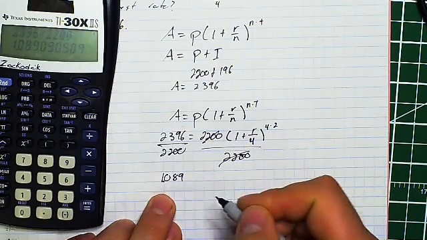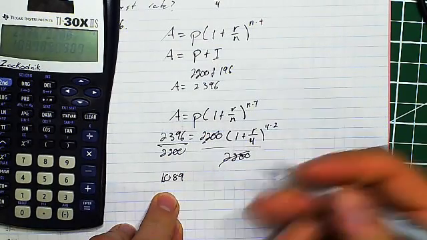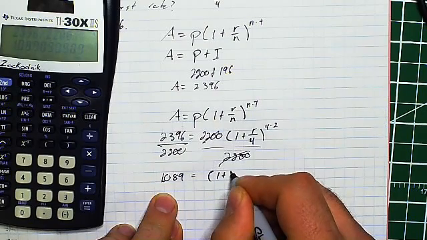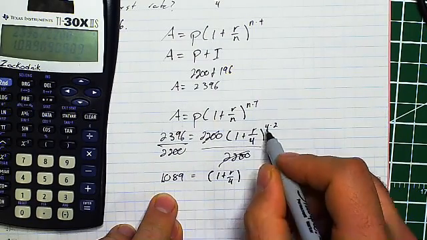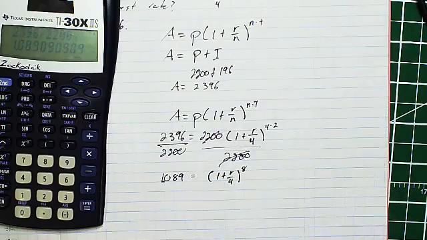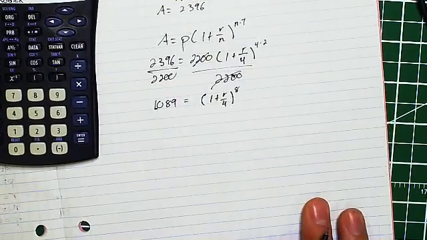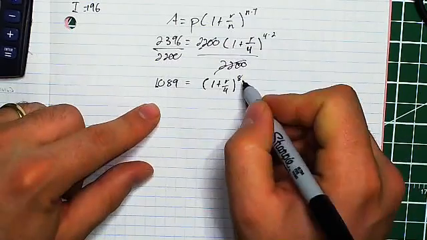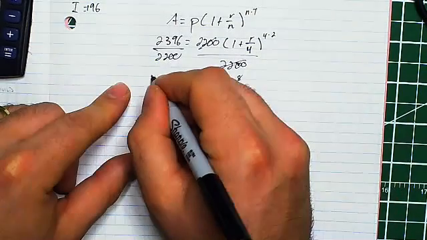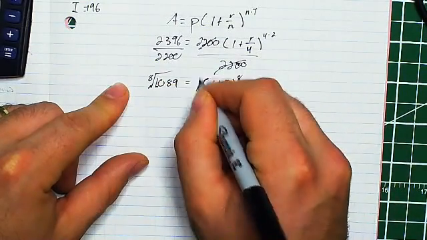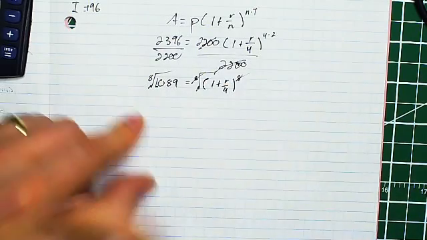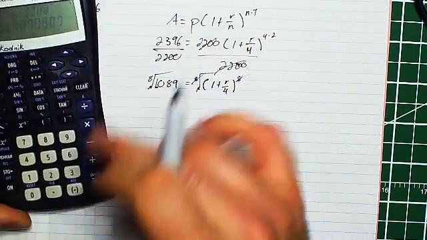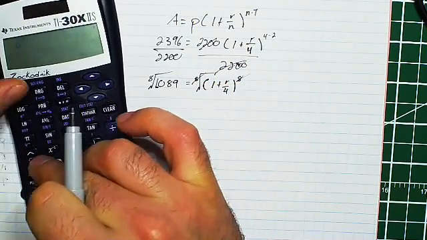And I'm going to float this in my calculator to make life easier. So 1.089 and some change equals 1 plus r over 4, to the power of 4 times 2, which is 8. Now whenever I want to get rid of an exponent, I take the corresponding root. So if we're taking to the power of 8, we're going to take the 8th root of each side. And when we do that, it's going to cancel out.